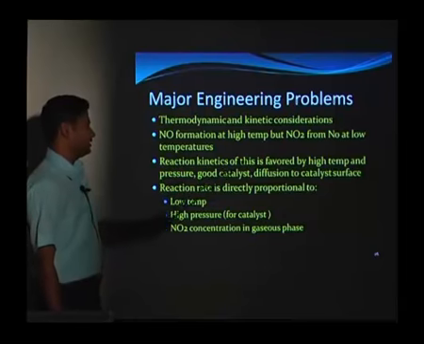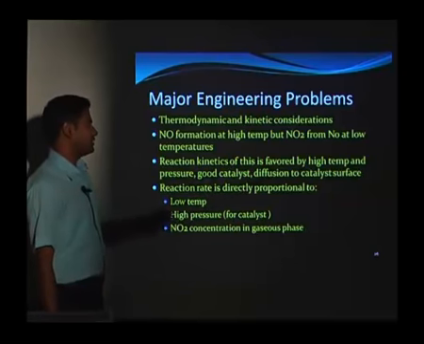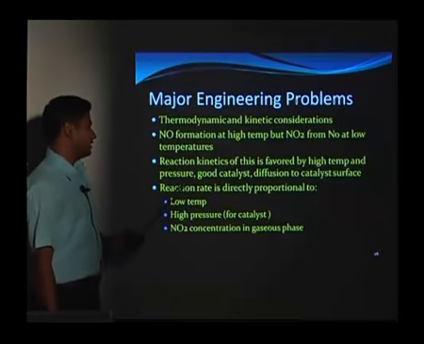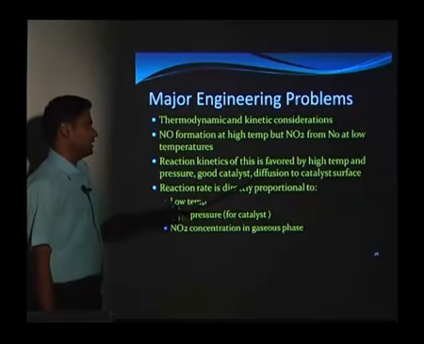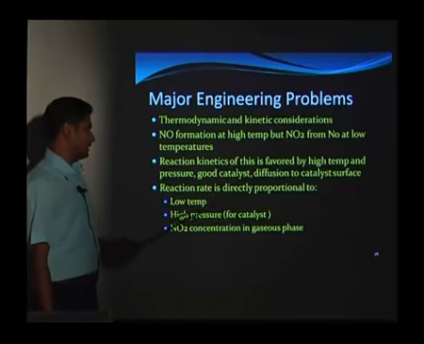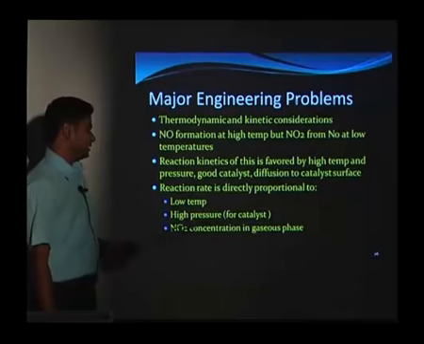Then the reaction kinetics: NO formation is favored by high temperature and pressure, a good catalyst, and good diffusion to the catalyst surface. If you have a good catalyst and the diffusion rate of the gases to the catalytic surface is good, then we can have higher conversion. Then for NO2 formation, the reaction rate is favored by lower temperature, high pressure, and NO2 concentration in the gaseous phase. The heat is evolving, so we should have lower temperature, but it should not be so low that no conversion takes place. And high pressure is needed so that diffusion will be high.